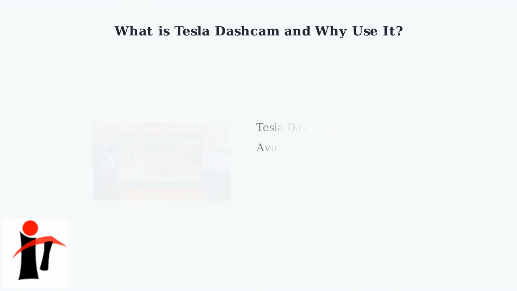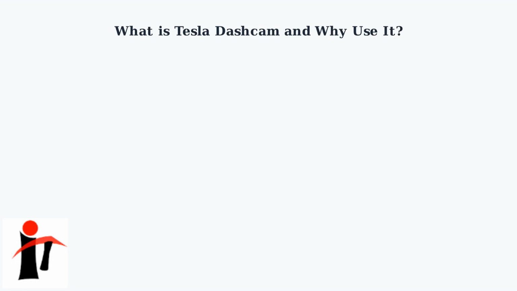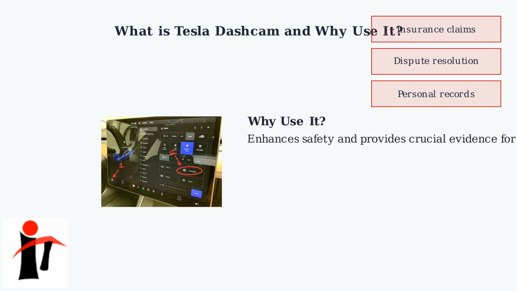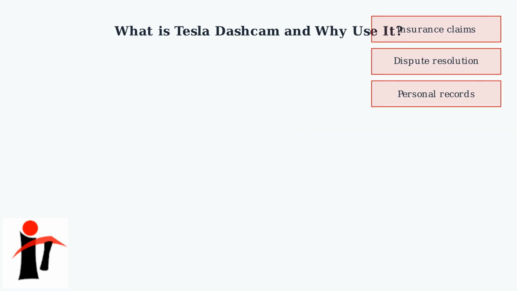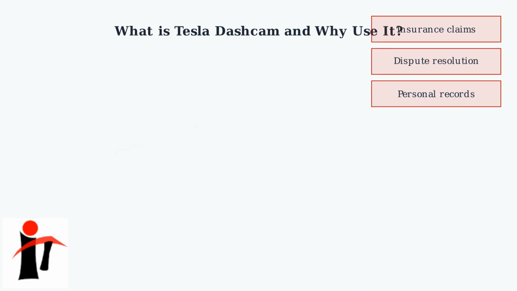Tesla Dashcam is a built-in system that continuously records video from your car's cameras while driving. This feature is available on Tesla Model 3, S, X, Y, and Cybertruck. It's useful for insurance claims, dispute resolution, and personal records. The system enhances safety by capturing important moments. The system integrates seamlessly with Tesla's autopilot and full self-driving systems.